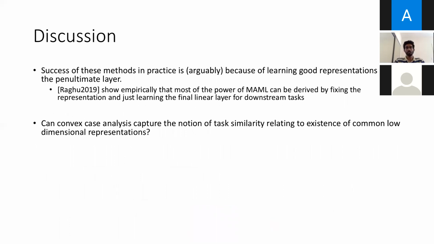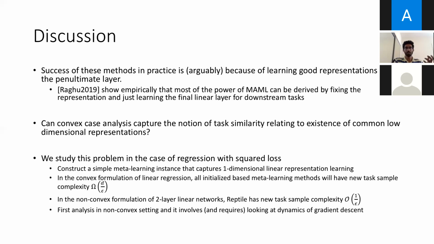So why are they successful in the first place? I would argue that they're successful because, and this is something that Andre also alluded to earlier, they learn good representations at the penultimate layer. In fact, there is empirical work showing that most of the power of a method like MAML can be derived by fixing the first L-1 layers for a new task and just learning a linear classifier for the new task. And then the question is, can convex analysis actually capture this notion of task similarity, that is, the existence of good representations?